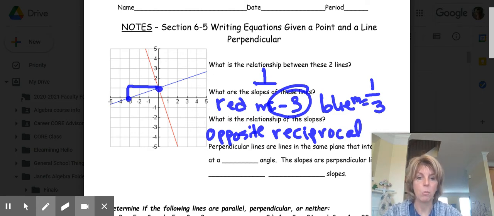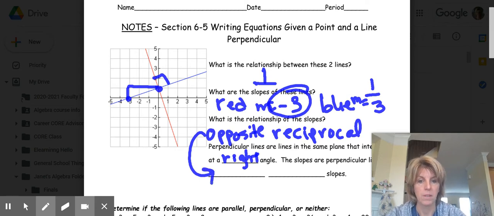All right? So perpendicular lines are lines in the same plane that intersect at a right angle. They're going to make a right angle. This is called a right angle right here. And their slopes are perpendicular lines with opposite reciprocal slopes. All right, that's the whole key to this. Ready? Let's take a look at a couple of different examples.